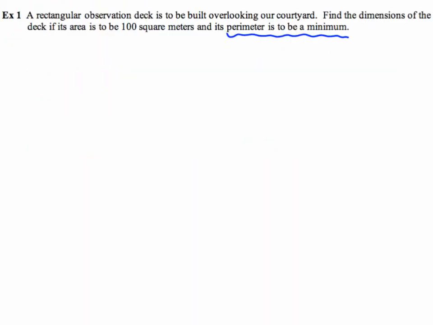So in example 1 here, I have that a regular observation deck is built overlooking a courtyard. Find the dimensions of the deck if the area is to be 100 square meters and its perimeter is to be a minimum. So we know that area of a deck, area would be length times width. So in that deck, then the perimeter is 2L plus 2W.